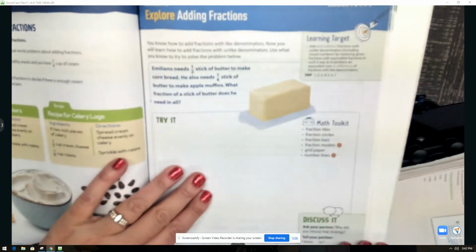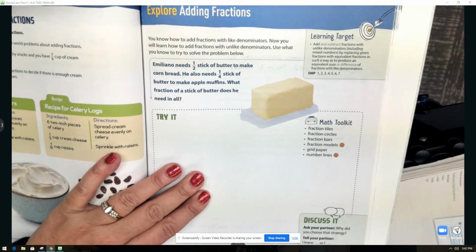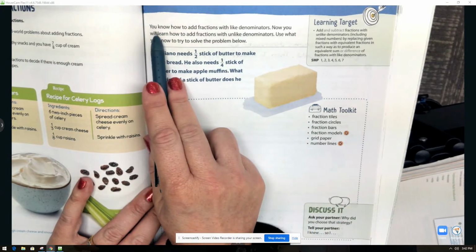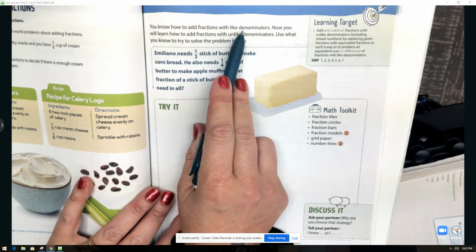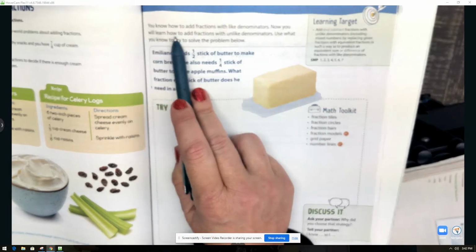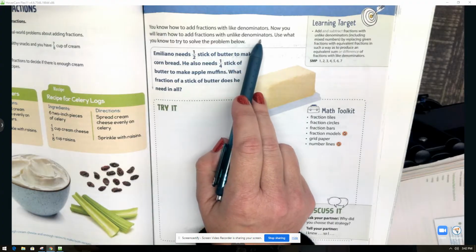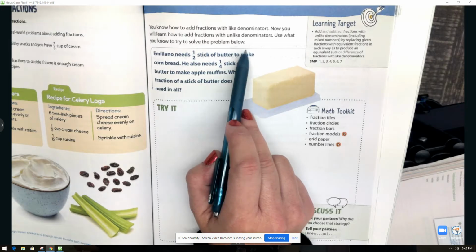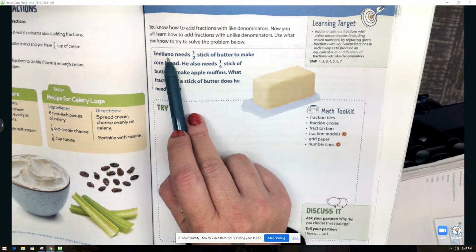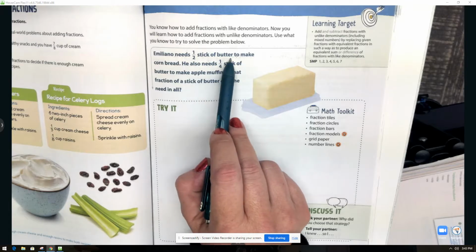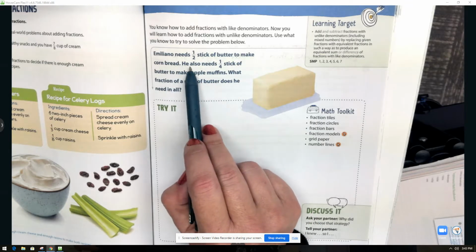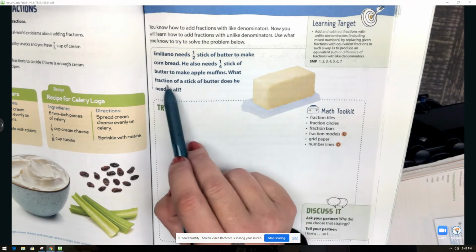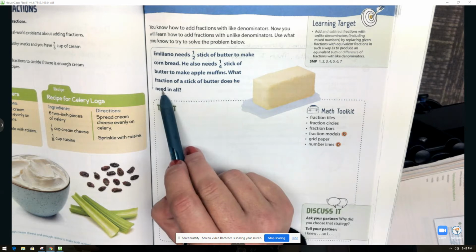So now we will be on page 227. Page 227 says, you know how to add fractions with like denominators. Now you will learn how to add fractions with unlike denominators. Use what you know to try and solve the problem below. So here's the problem. Emiliano needs a half a stick of butter to make cornbread. He also needs a quarter of a stick of butter to make apple muffins. What fraction of a stick of butter does he need in all?